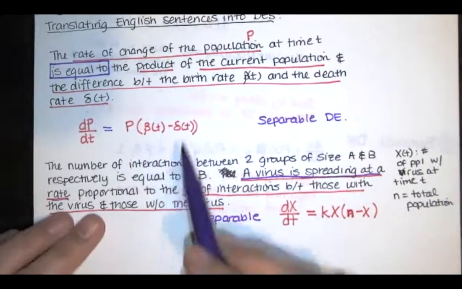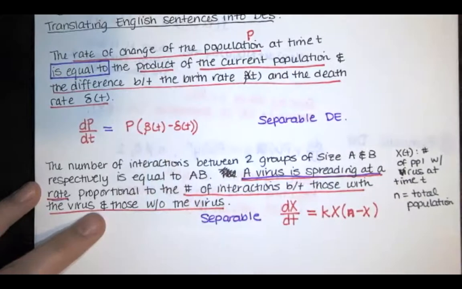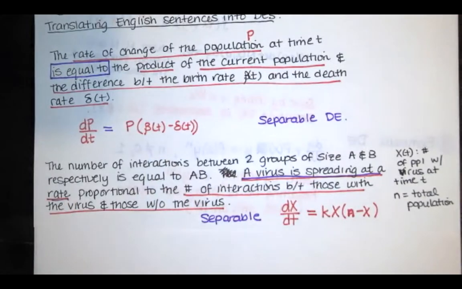So we've got a population growth model, and we've got the spread of a virus right here as two applications of first order differential equations. Both of them happen to be separable. This next one is called Newton's law of cooling.